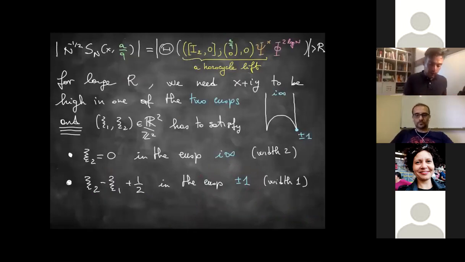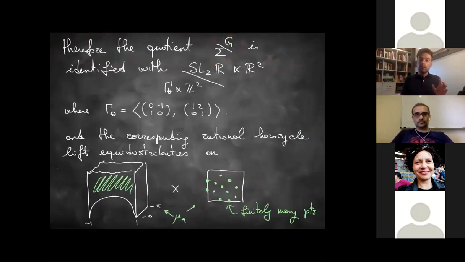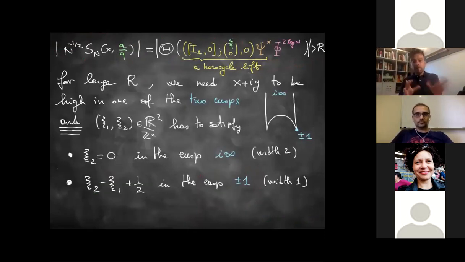And as I said before, when you look at your exponential sum, it can be seen as the theta function evaluated at a horocycle lift. And so if you want to ask yourself, how can my sum be large? How can it be greater than R? Well, your function lives on a space, G mod sigma, which is non-compact. And the function is decent enough that the only way the function gets large is when you go to infinity, when you go in the cusp. So the only way to be large is to go in the cusp.